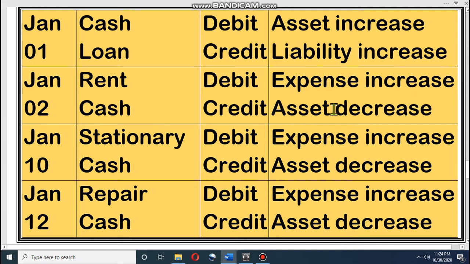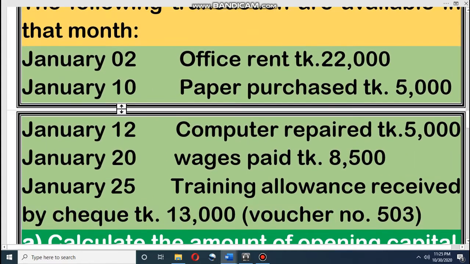Dear student, rent expense increases, that's why it is debit. On the other hand, cash, our asset, decreases. Earlier you learned cash asset increases, that's why cash debit. This cash asset decreases, that's why credit. Dear student, keep it in your mind: if for any purpose our cash money decreases, the cash account will be credited, and the reason is asset decreases. Then let's come to the next transaction.